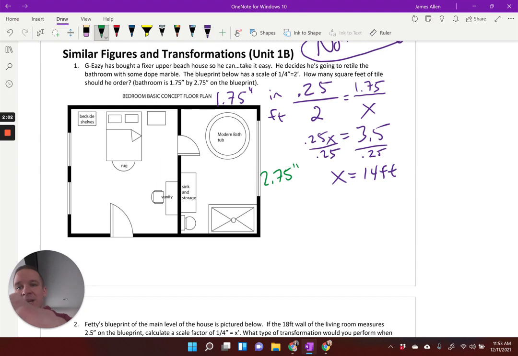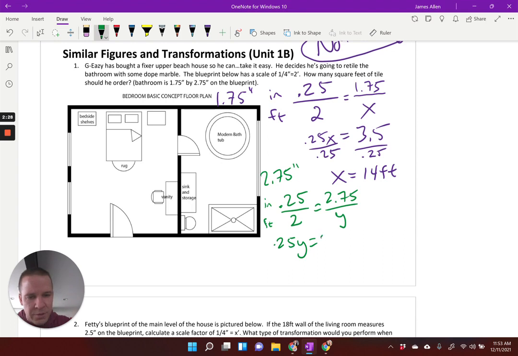So that's one dimension. Now I'm going to switch to green. See what I did there? I wrote the other one in green. All right, so I have the same first part of the proportion, 0.25 over 2. That's inches over feet, and that's going to equal 2.75 inches over the feet. We'll call it y this time. Just a different variable, right? So same kind of math: 0.25 y equals 2 times 2.75, which is 5.5. Then divide by 0.25. Y equals, I think that's 22 feet.